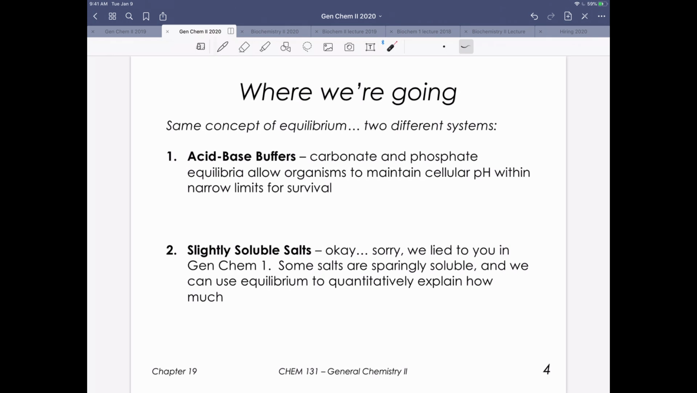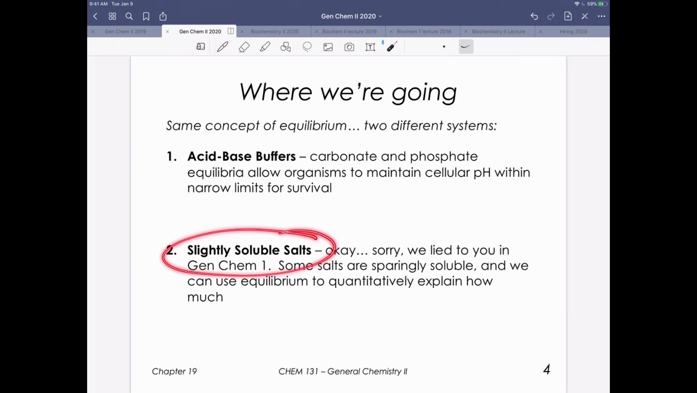So again, we're going here to talk about two main concepts in this learning unit. We're going to talk about acid-base chemistry, but specifically when we mix specific acids and bases together, we can get buffers. And these are really important because you want to know how you maintain blood pH. You do it through buffering by carbonate and phosphate systems.